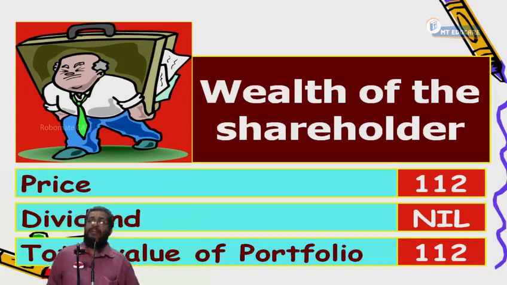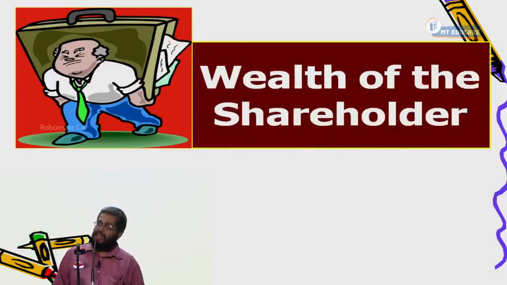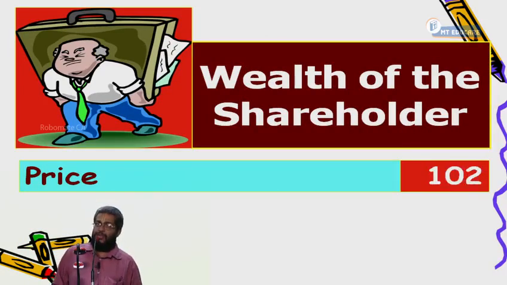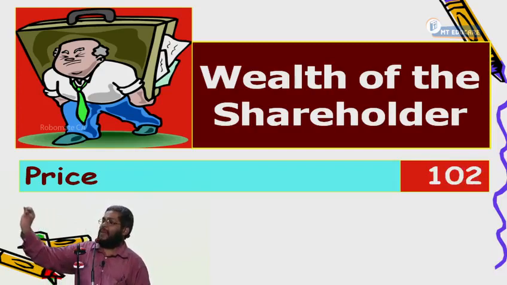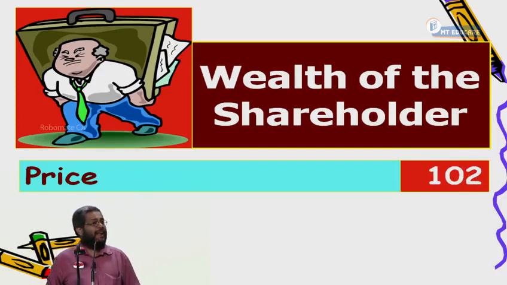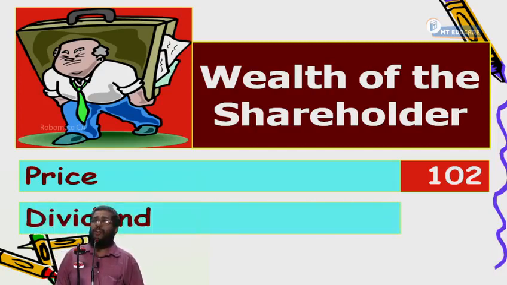Right or not? Now, suppose the dividend is declared. What happens to the price of the share? 102. So his wealth is 102, or? No. If he prepares his balance sheet, his share investment becomes 102. Another thing, there will be a bank account as well. In that, there will be cash of how many rupees here?